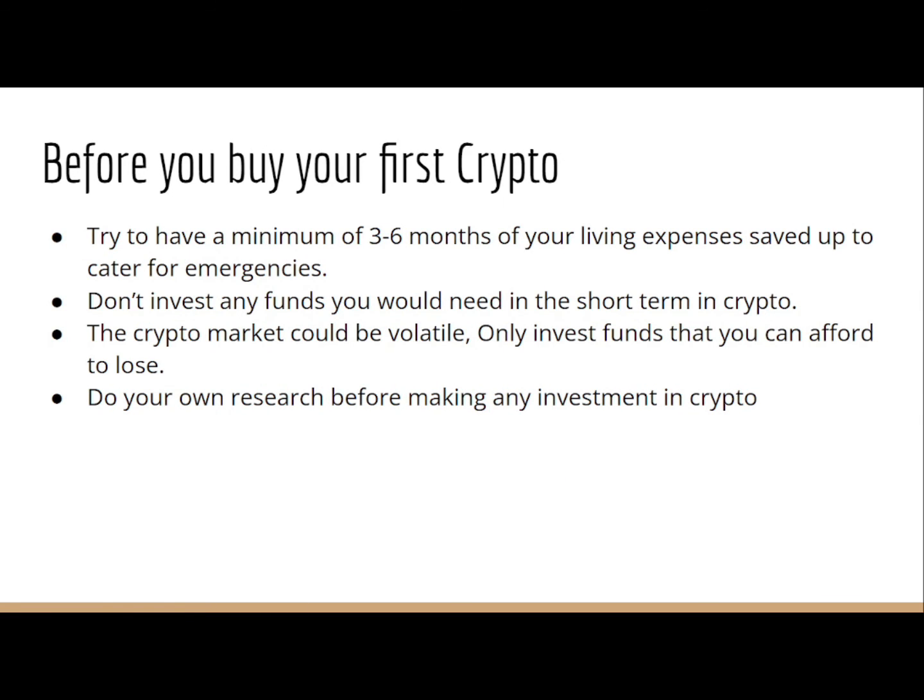All right. Before you buy your first crypto, there are a few things to note. Try to have a minimum of 3 to 6 months of your living expenses saved up to cater for emergencies. Do not invest any funds you are going to need in the short term in crypto, because the market can be volatile. Only invest funds you can afford to lose. It's not that you're going to lose it, but it ensures that you have some confidence going into market situations. Also, do your own research before making any investment in crypto.